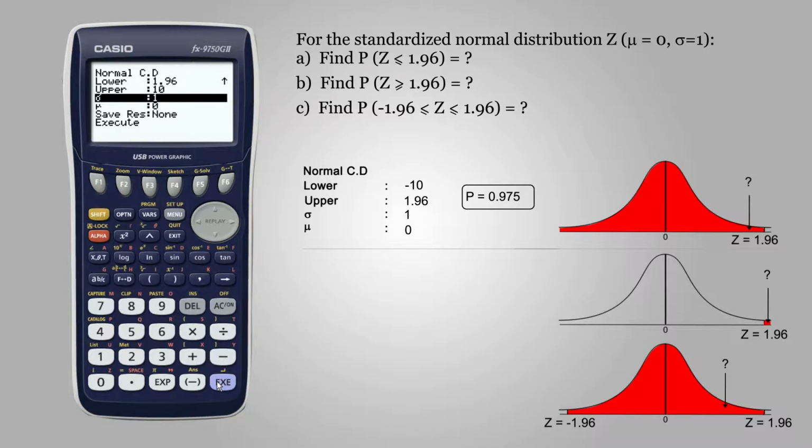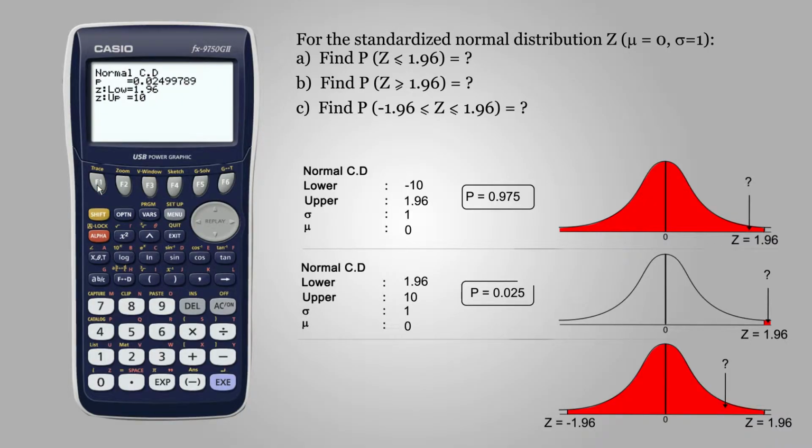The standard deviation and mean for standardized normal distribution are 1 and 0 respectively. Press the downward arrow twice and press EXE or F1 to calculate the probability. For part C, press exit.